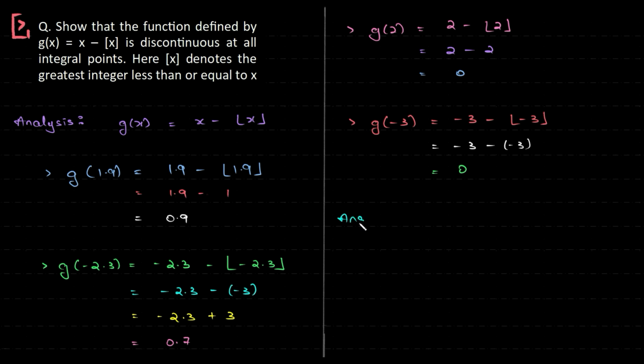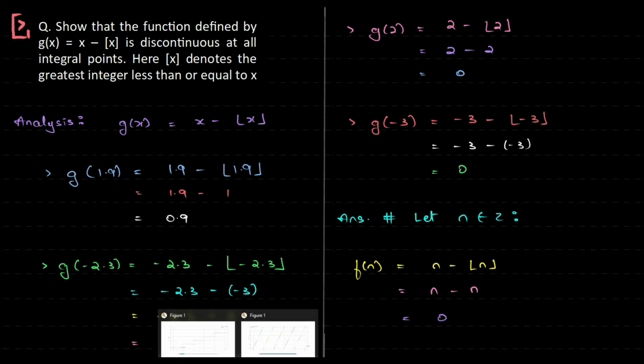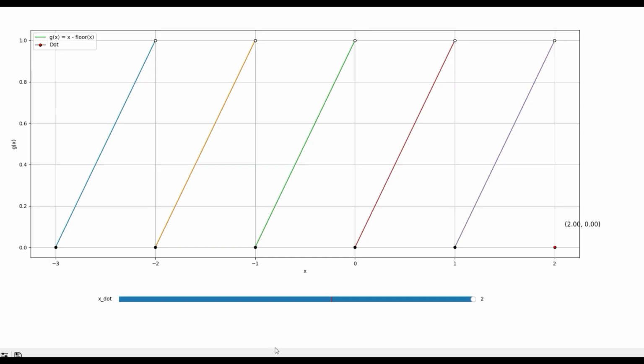And now we can start off with the answer. We'll consider n that belongs to the integers. f of n: if I give any integer value, as you can see, the floor of n will give us n itself, and so this answer is 0. This is very clear. The question is, we have to prove that it's discontinuous.